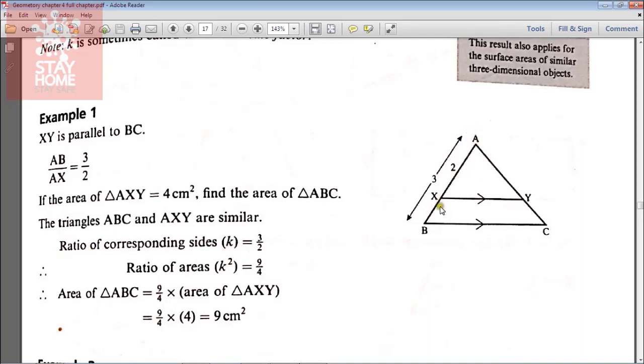Ratio of the corresponding sides is 3 over 2. The ratio of the area, definitely you will take the square, 9 over 4. The area of the triangle ABC is 9 over 4 multiplied by the area of AXY. You should keep in your mind the formula of area if it is not given. Here luckily it is given, AXY is 4 centimeters. So 9 over 4 multiplied by 4, 9 centimeters. The area of ABC will be 9 and the area of AXY is 4 centimeters.